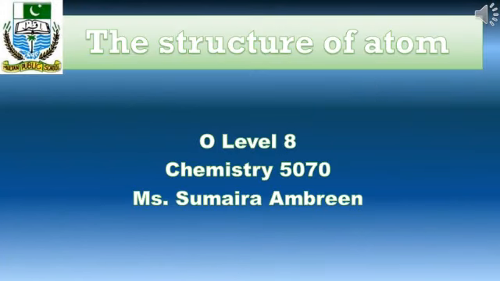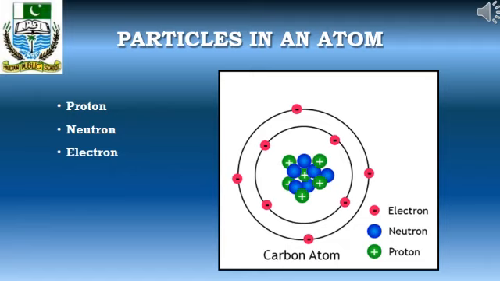Today we are going to start a new chapter, the structure of atom. All the matter is made up of atoms. Atoms are so small that they need to be magnified millions of times in order to be seen. However, atoms are themselves made up of smaller particles. The smaller particles from which atoms are made up of are proton, neutron and electron. We call these particles subatomic particles.